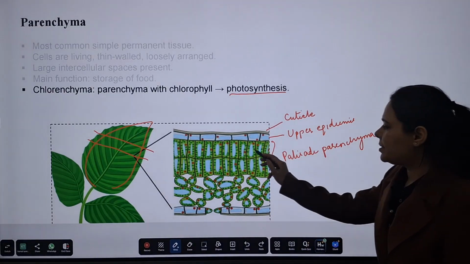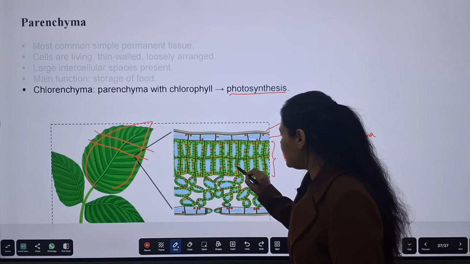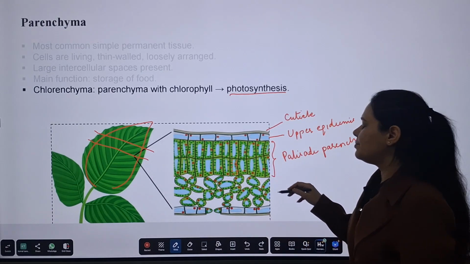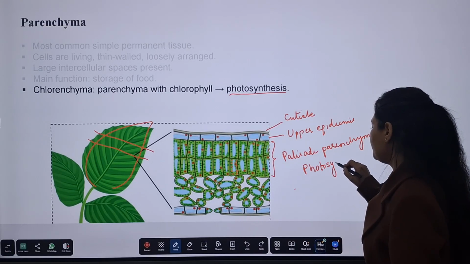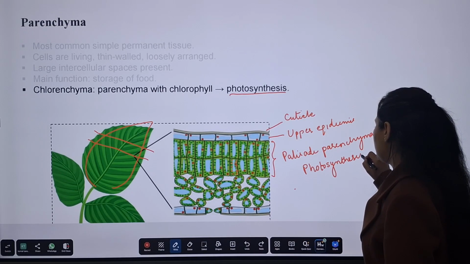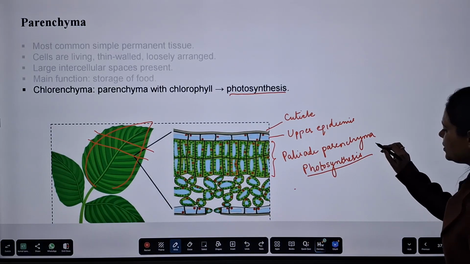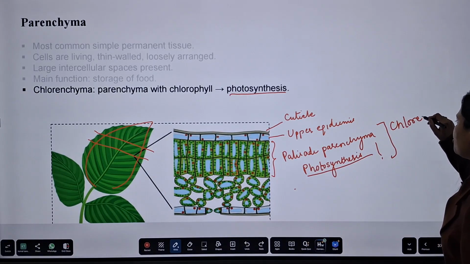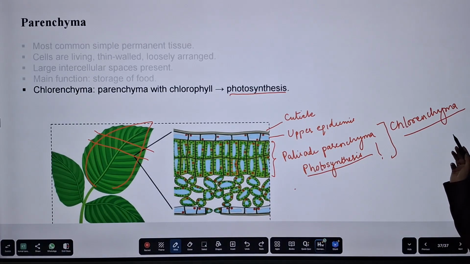These are parenchyma cells. They have chloroplast in them. This is the vacuole, and these green colored structures are chloroplast. These cells perform the function of photosynthesis. They receive the light, they have chlorophyll in their chloroplast, and they perform photosynthesis. A special name has been given to these parenchyma, chlorenchyma.